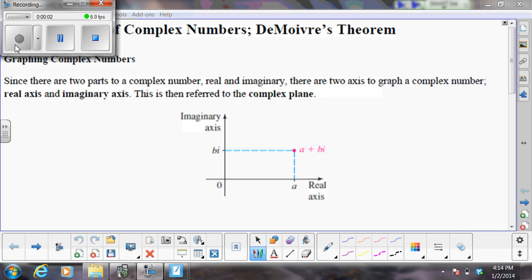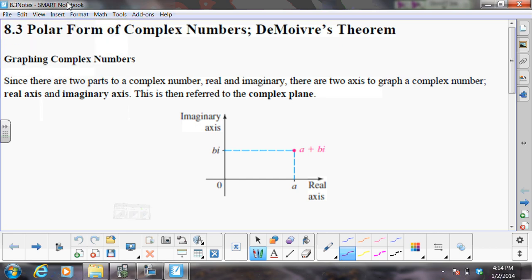All right, this is actually section 8.3. 8.3 are polar coordinates of a complex number, and then De Moivre's theorem. It is a long section, so bear with me with this. Let me get this out of the way.